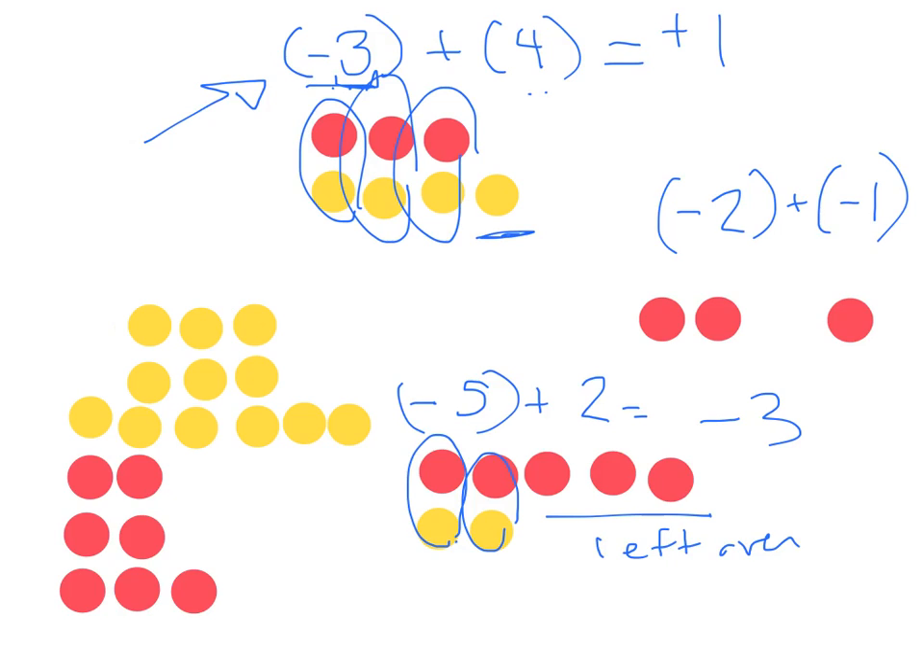So your goal is to be able to support your answers using these tiles, and eventually be able to do this with larger numbers without the tiles, because nobody would want to do negative 50 plus 20. I wouldn't want to have to make 70 tiles. So looking at what I did above, I know my answer is going to be negative because this integer has a larger negative value. And so my answer is going to be negative 30.